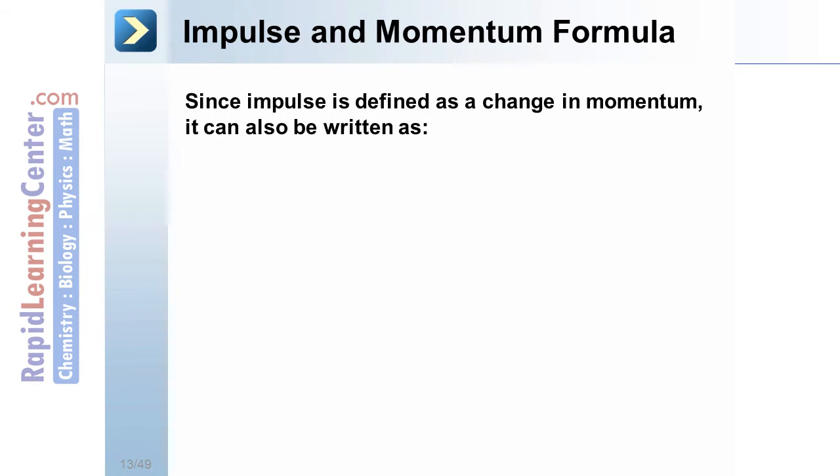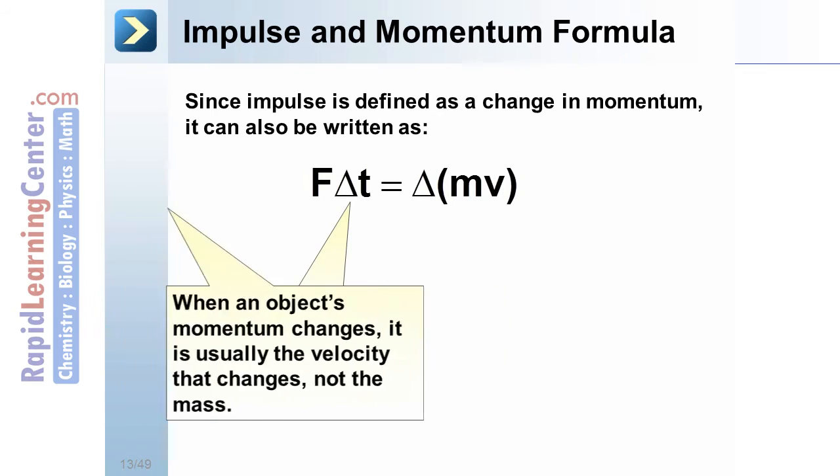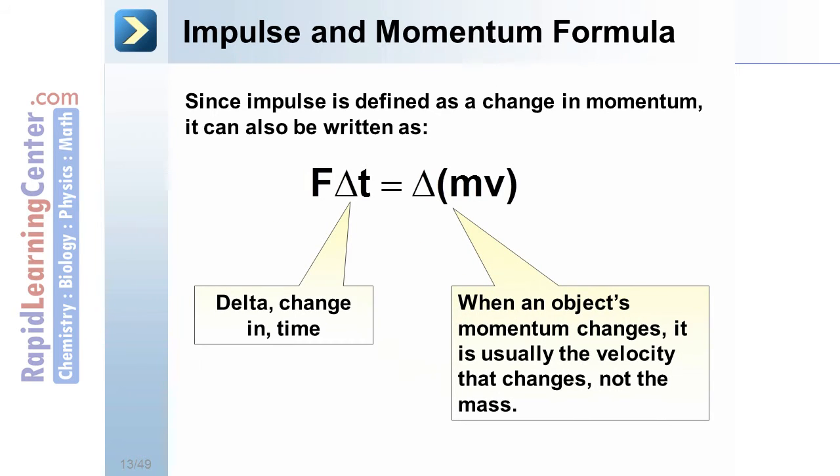Impulse and momentum formula. Since impulse is defined as a change in momentum, it can also be written as F delta t equals delta mv. In either case, the delta is the change in time or change in momentum. When an object's momentum changes, it's usually the velocity that does the changing, not the mass. It's much easier to change the motion or velocity of an object than to change the amount of stuff in the object, although that can occur.